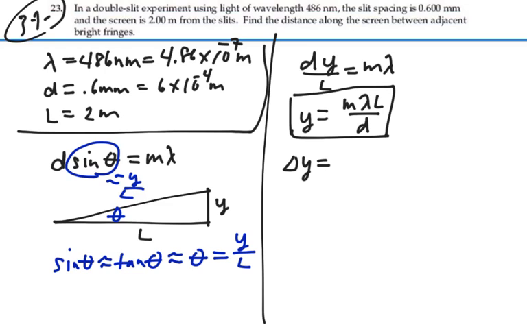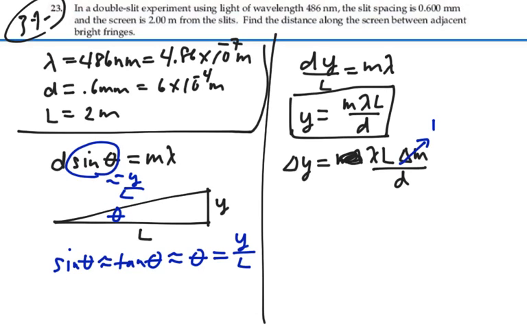And that's going to be equal to lambda L delta m over d. In other words, I'm between adjacent bright fringes, and so I'm going from one order number to the next. And delta m, since it's adjacent, is simply going to be equal to 1.